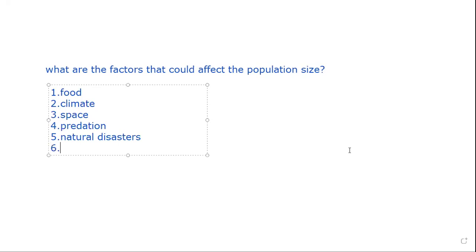So we're gonna list most of what you said. Soil, birth, and immigration, and also birth and death rate. Okay, so here, guys, those are the most common words you said, so we're gonna discuss that. Let's find here: food, climate, space, predation, natural disasters, immigration, and birth and death rates.